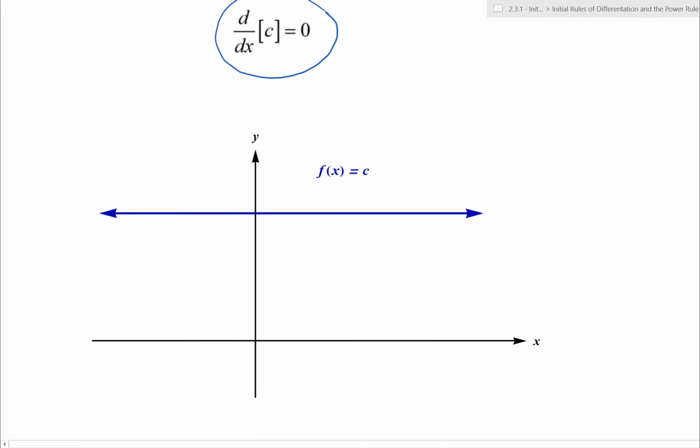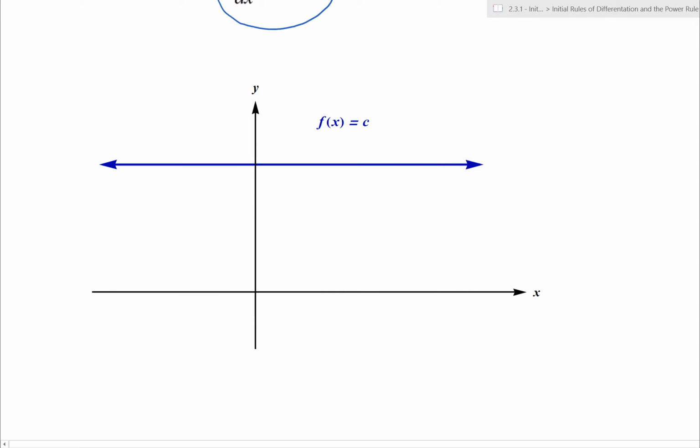And of course, here's the graph of a constant function. f of x is some constant c. And as we can see, the slope is always 0. So there's one rule.